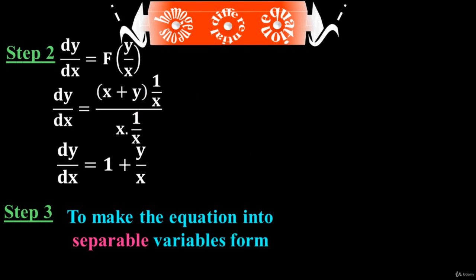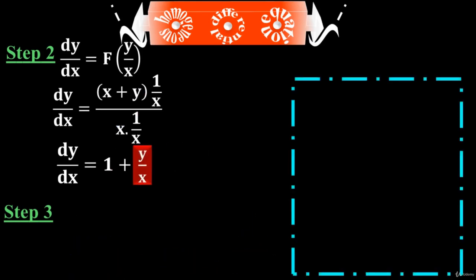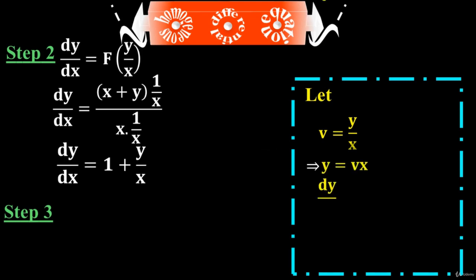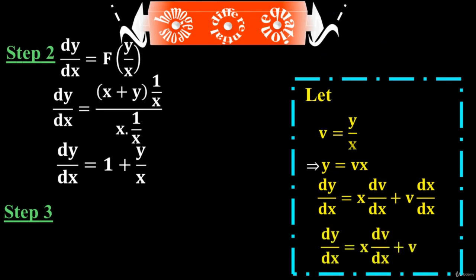Step 3. To make the equation into separable variables form, we need substitution. There is some substitution process to follow. Let y over x equal v. This implies that y equals v times x. Take the derivative on both sides to have dy/dx equals x times dv/dx plus v times dx/dx. dx/dx will cancel, so I now have dy/dx equals x times dv/dx plus v.